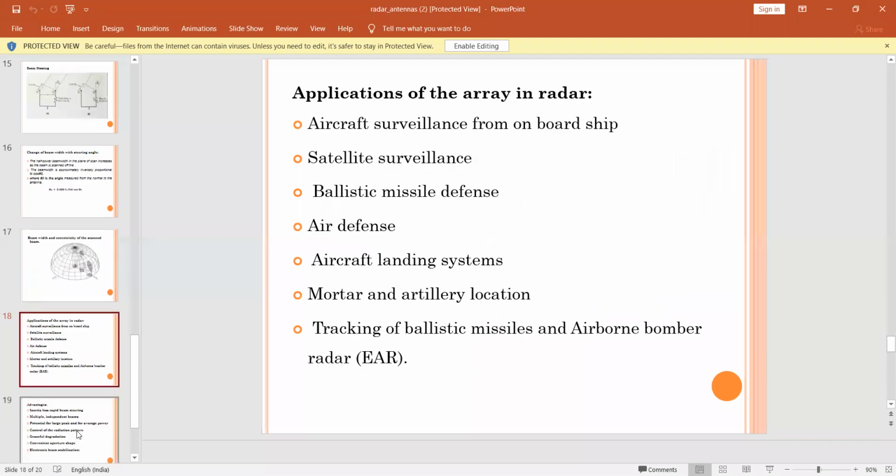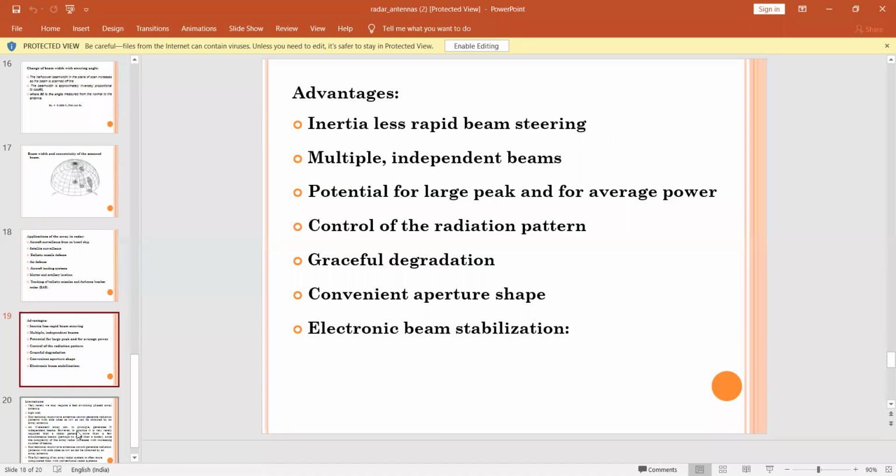Now, in what all places is the application of arrays in radar? It can be right from aircraft surveillance to broadcast, satellite surveillance, ballistic missile defense, air defense, the aircraft landing system, mortar location, the tracking of ballistic missiles, and airborne bomber radar.